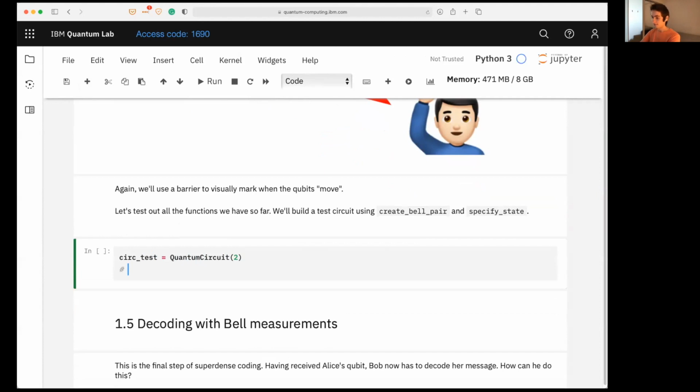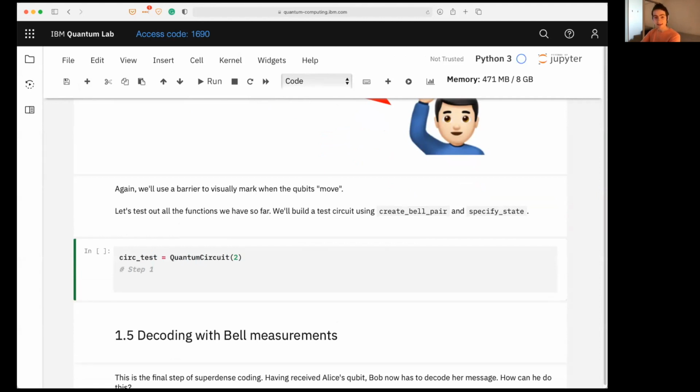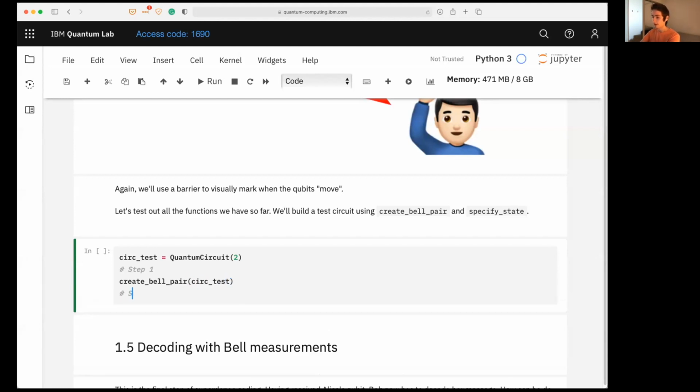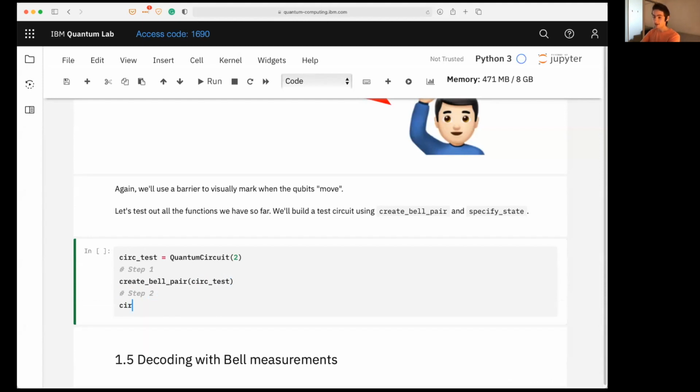OK, step 1. Step 1 is to create the phi plus state. We had a function for that, which was just create bell pair, I believe we called it. And then we pass in our circuit like this. And so remember, that function is going to take the circuit as an argument, and then it's going to go and apply our H gate and our C naught gate to create our bell pair. OK, step 2, Alice and Bob travel far apart. For that, we're just going to use a barrier. So circ test.barrier to remind ourselves of where this step occurs.